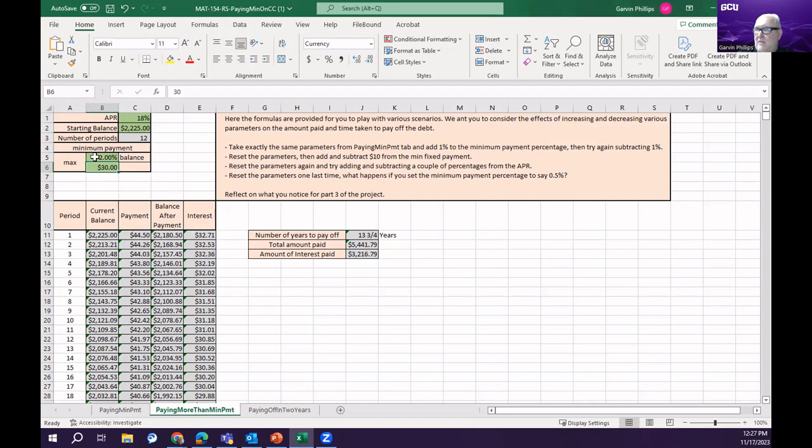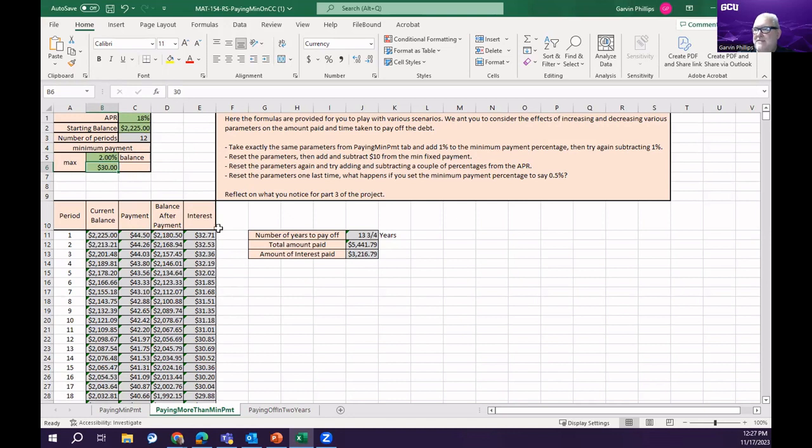You'll notice, though, that as I lower this, it's costing me more money. More of it is interest. Genuinely, this is more than the original balance, right? My original balance, $2,225. The interest that I pay over almost 14 years is $3,216. So that's about $1,000 more than the original starting balance. But that's still not quite the same.